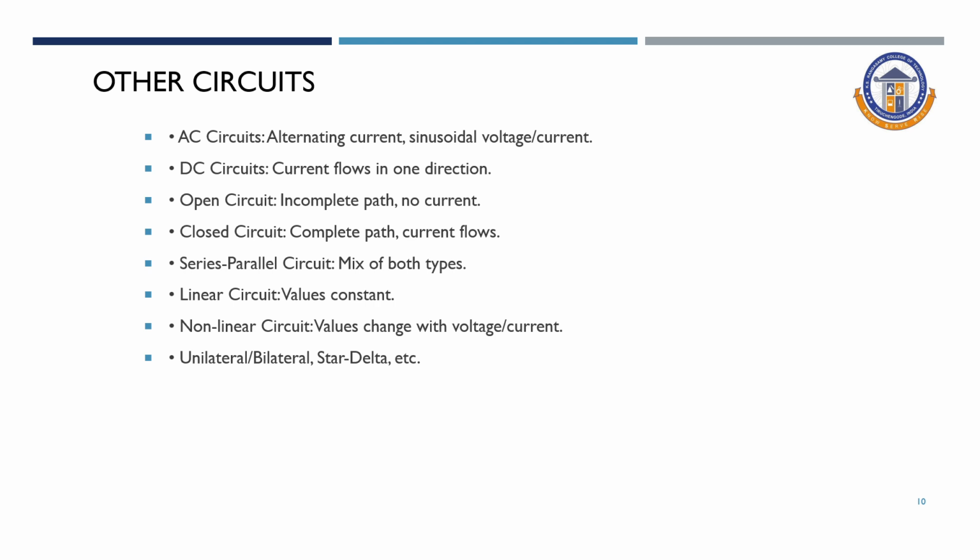Series-parallel circuits are a mixture of both the series connection as well as the parallel connection. In linear circuits, values are constant. In non-linear circuits, values change with respect to the voltage and current. And then unidirectional, bidirectional, star, delta, etc. All those come under the other circuits.